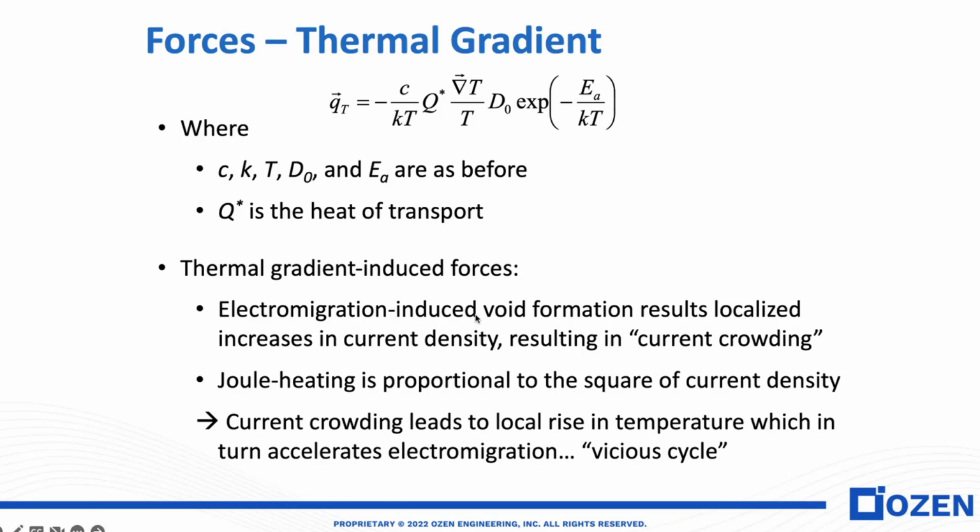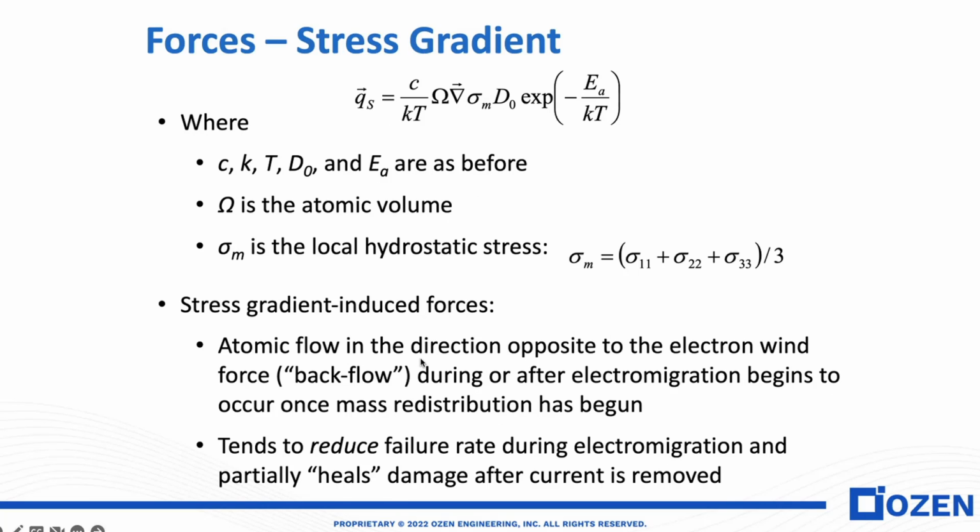So electromigration-induced void formation results in localized increased current density, resulting in what we call current crowding. And Joule heating is proportional to the square of the current. So all of this can be accounted for in these equations, and these thermal gradients will also result in stress gradients, where we look into the local hydrostatic stress components.